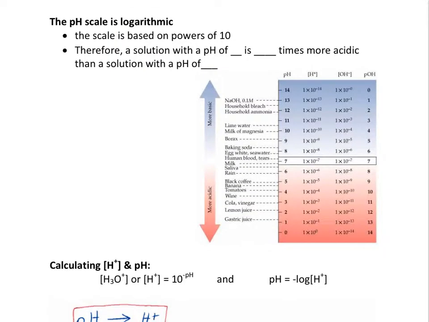So, digging a little bit deeper into figure 1, one of the things you may have noticed is that as the pH is increasing, the concentration of H+ is getting smaller by a factor of 10 each time. So when I go from 1 times 10 to the 0, which is effectively 1, to 1 times 10 to the minus 1, which is written as 0.1, this value is 10 times larger than this value. And this value is 10 times larger than this value, and so on and so forth. That's because the pH scale is based on powers of 10, or it's logarithmic.